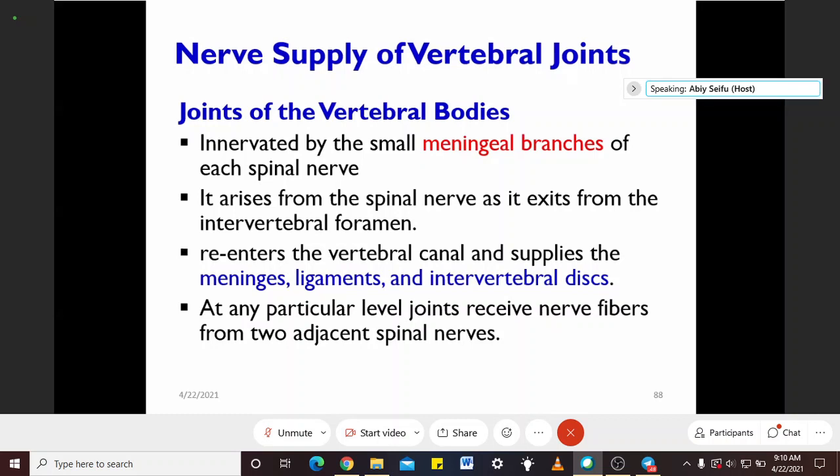Now let's see the neurovascular structures that specifically supply the joint. The joints between the vertebral bodies are supplied by a small branch of the spinal nerve, which is the meningeal branch. This meningeal branch arises from the spinal nerve, or sometimes from the anterior rami of the spinal nerve, and turns to enter the intervertebral foramen and supplies those joints between the vertebral bodies.